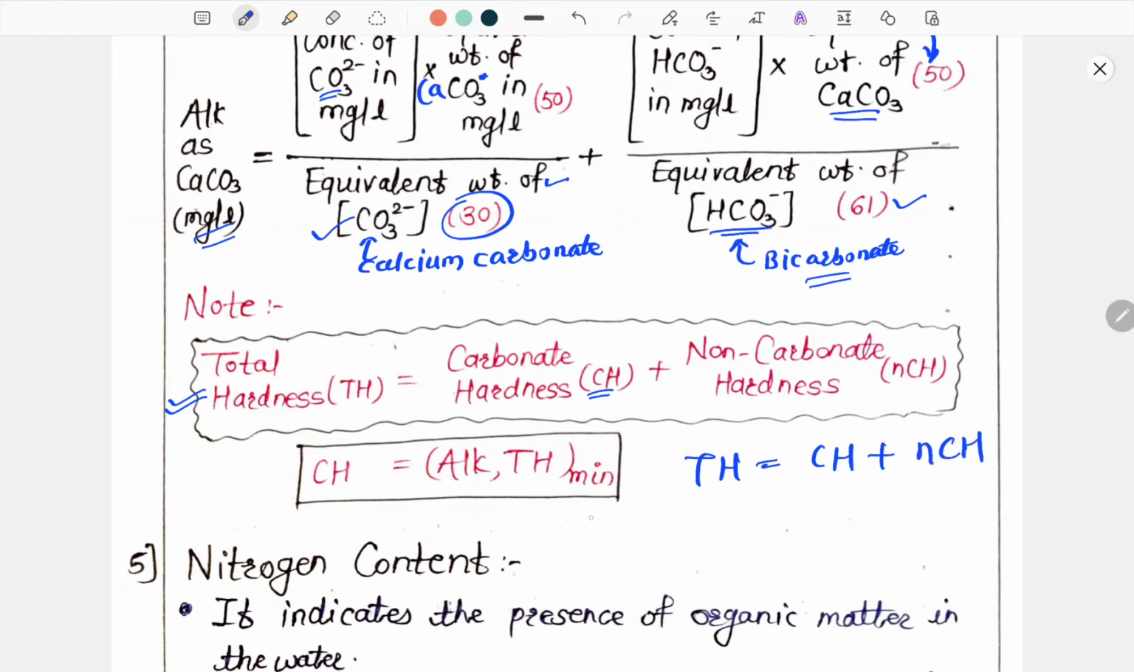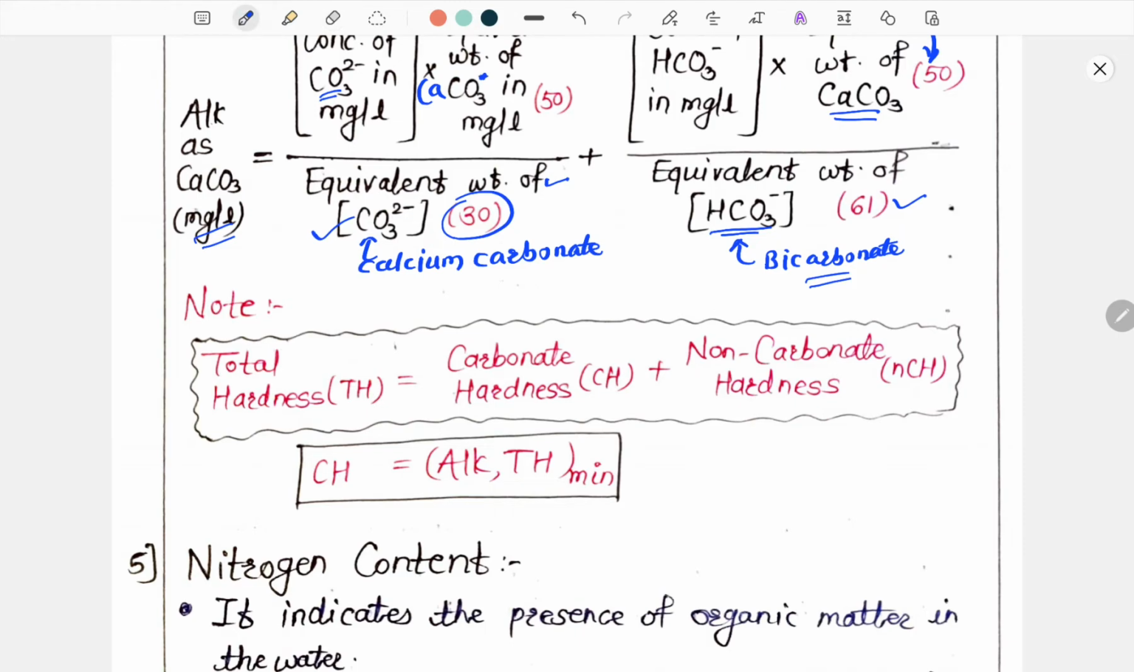But what is carbonate hardness? If we have to give alkalinity and total hardness, the minimum value between alkalinity and total hardness is the carbonate hardness. And here, if we know the carbonate hardness and total hardness, then we can calculate the non-carbonate hardness. So remember, this is very important from the exam point of view.